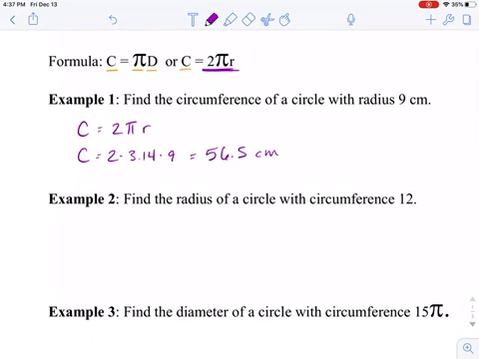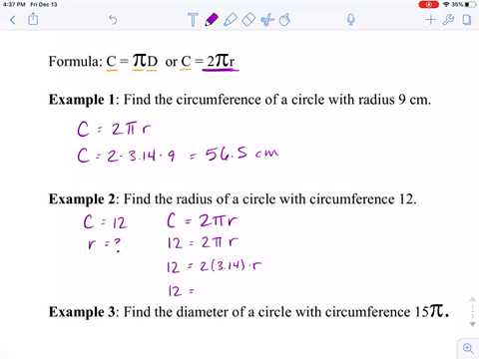Okay, example number 2. Find the radius of a circle with a circumference of 12. So now they're telling us that the circumference is 12, and we want to know what the radius is. So I'm going to write the formula first. I'm going to plug in 12 for C. And now I need to figure out what R is. Don't forget that pi is just 3.14. And 2 times 3.14 is 6.28.